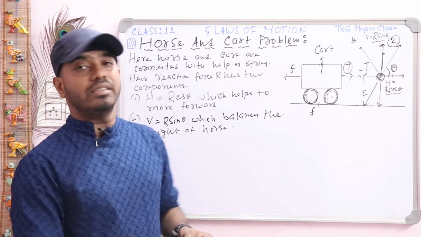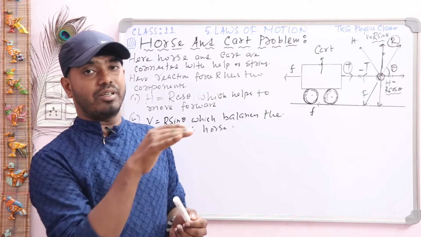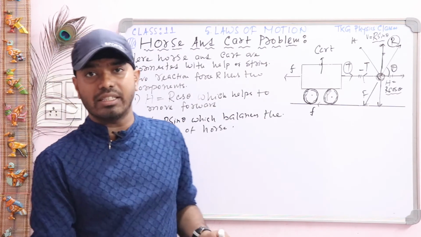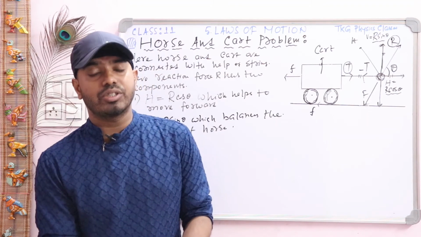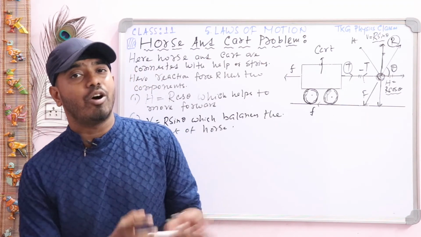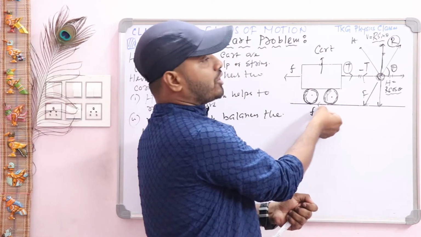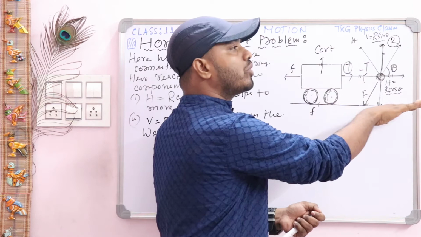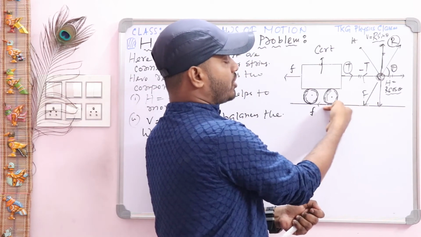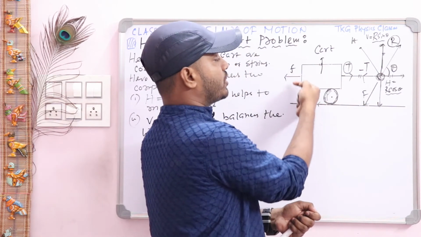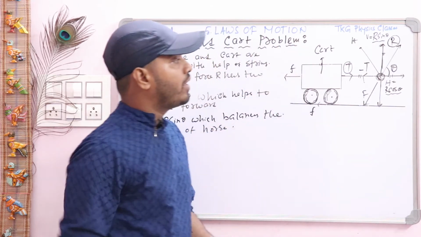Okay, and in the direction opposite to the system's motion, there is a frictional force. Frictional force is always directed opposite to the direction of motion of the body. So here this is the direction of frictional force. The system is moving forward, so the frictional force is directed in the opposite direction.